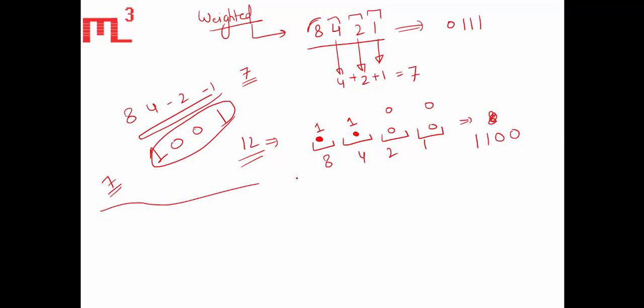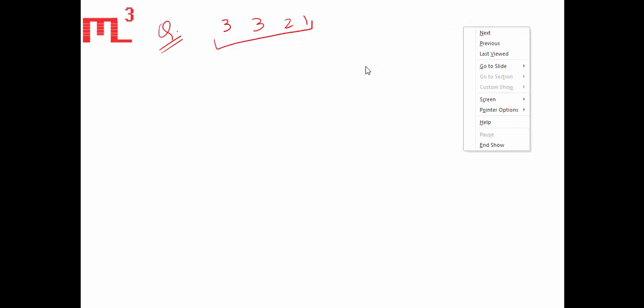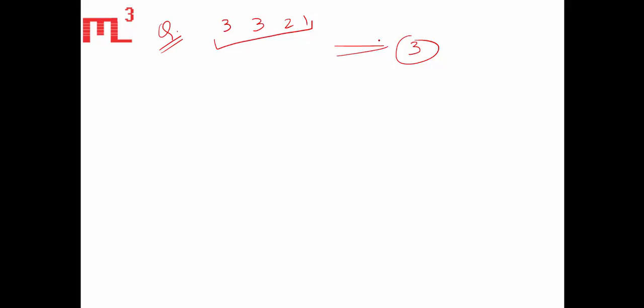Now one can think: what is the significance of having these different types of codes? It is basically not in the umbrella of our syllabus, so we will see the questions and why these different kinds of codes exist. One of the questions that has been asked, I think this question should not be asked, but they've asked it: you have a 3321 coding system, and you have to represent 3 using this code. How will you represent it?